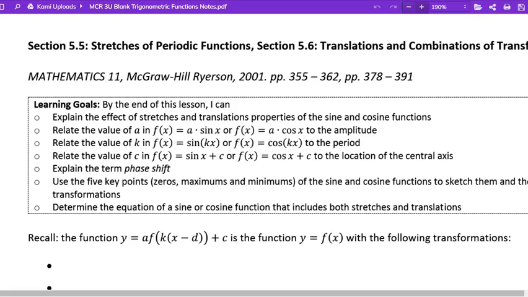The period, right? Usually, the sine and cosine function have a period of what? 360. But if I'm stretching it twice as much, what does the period become? 720, right? So we can change the period by changing the K. We can change the amplitude by changing the A. Okay.